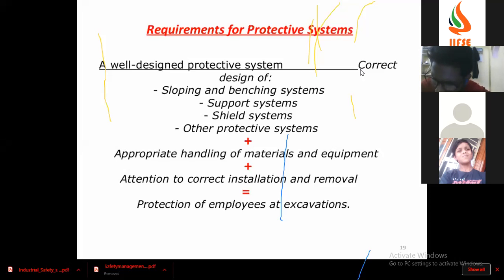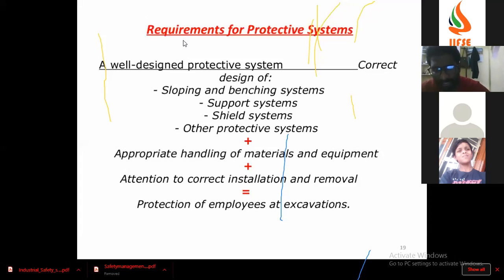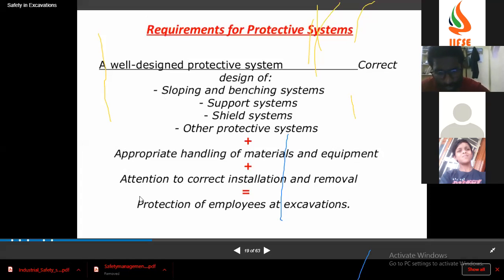Or if you are in the reservoir part, the rivers which flow from the reservoir, they'll do sloping. Fine. A well-designed protective system can include sloping and benching systems, support systems, shielding systems, and other protective systems. Okay, they will ask what the requirements of the excavation system are. Depending upon the design, you have to plan. Okay, fine. You can do sloping, shielding, and appropriate handling of materials and equipment. This is the basic concept slide.